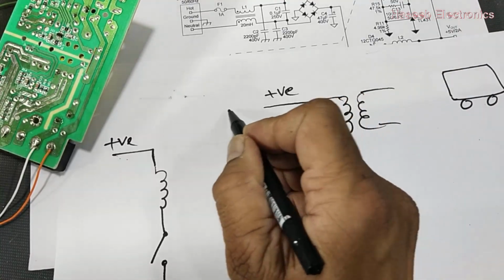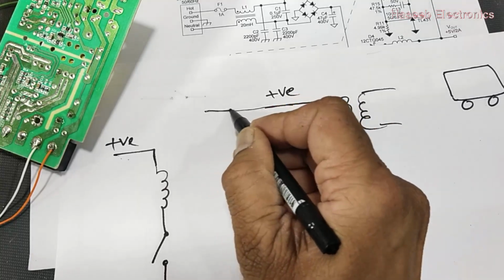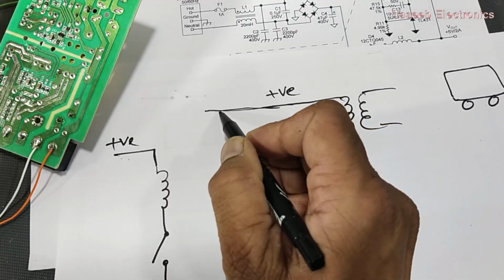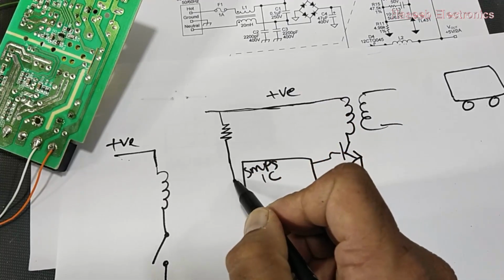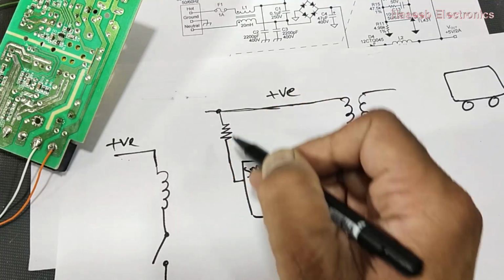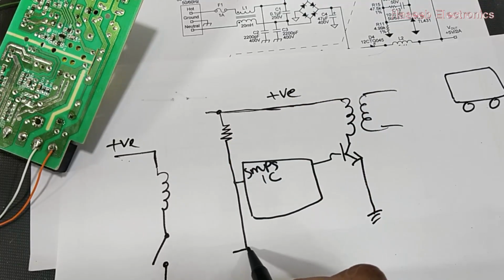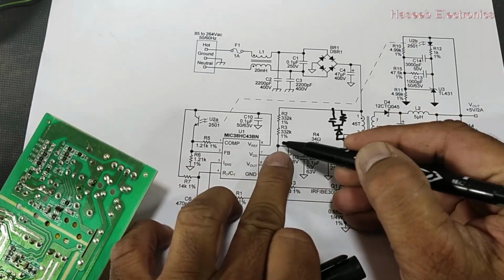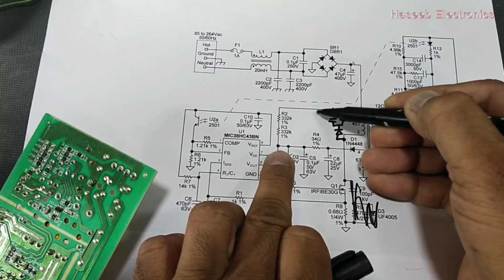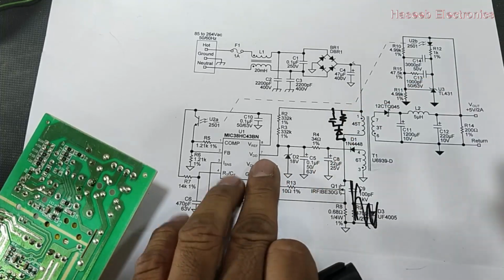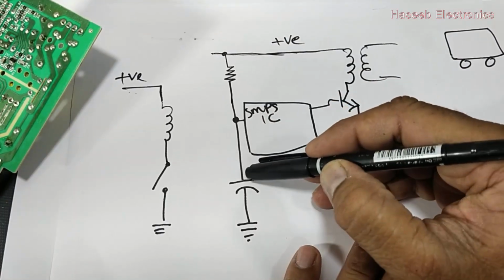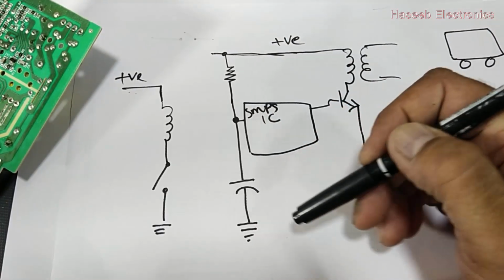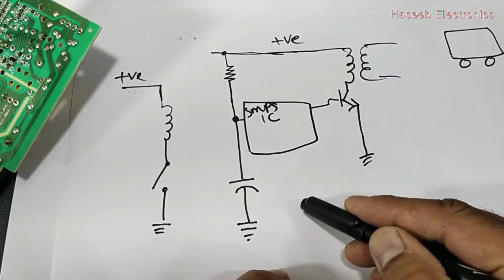What we do, from this voltage source which is coming from the bridge rectifier, there is a resistor connected here, and it is connected to this VCC capacitor. Where is that? That is here. This positive voltage is reaching pin number 7. The value of this resistance is very high. It gives a very limited charging current to this capacitor. This capacitor charges very linearly, very slowly.